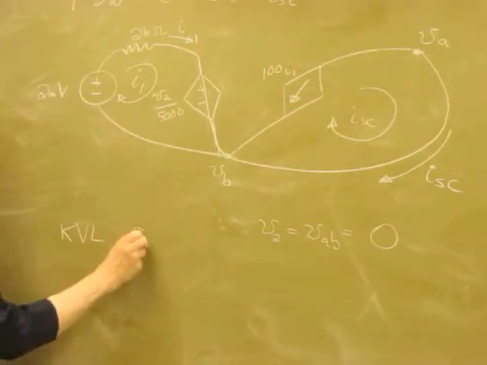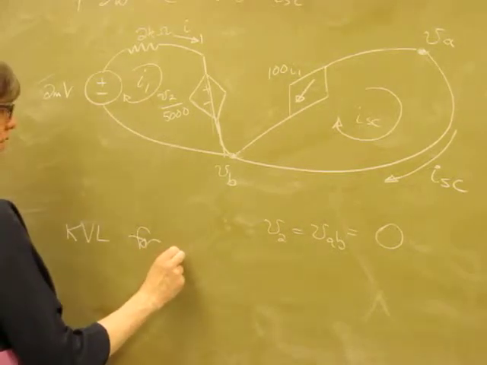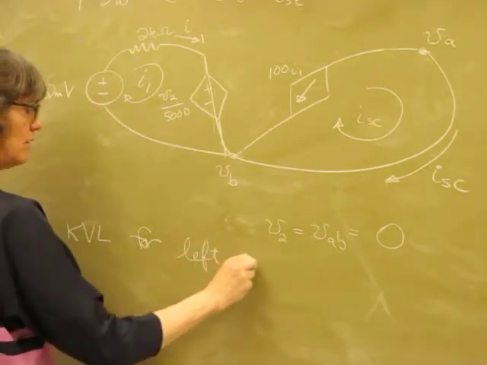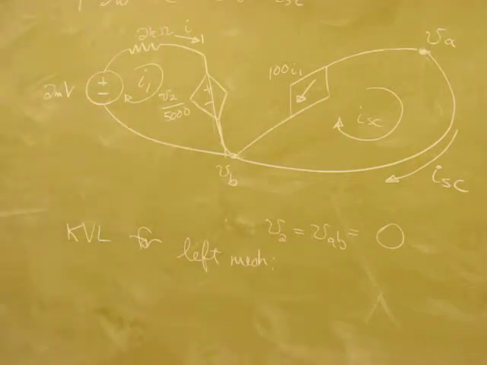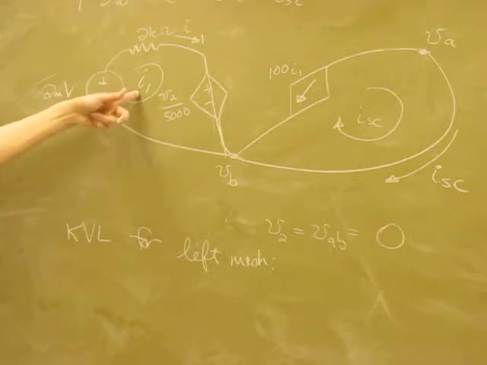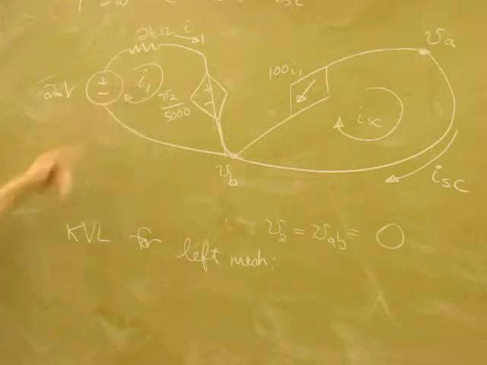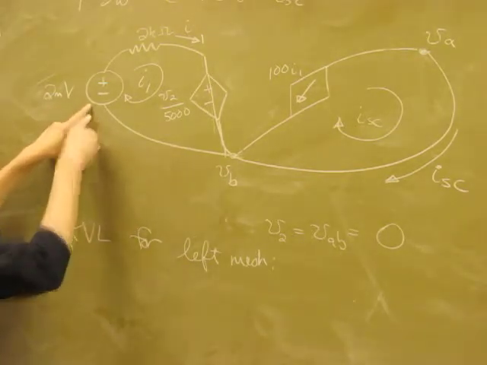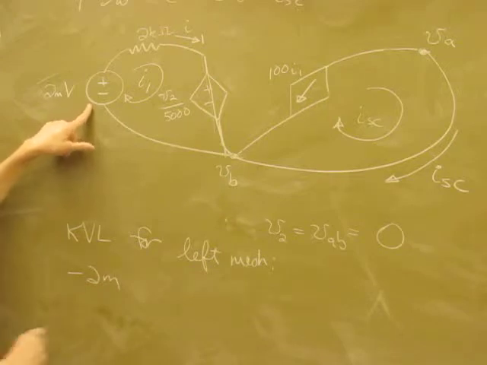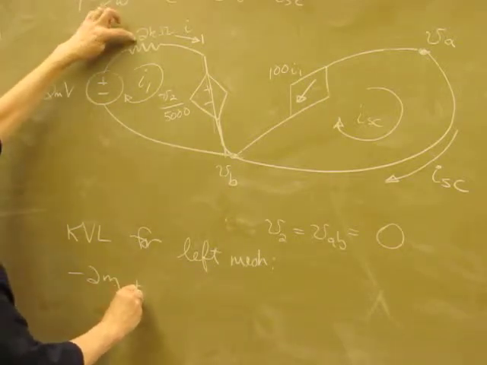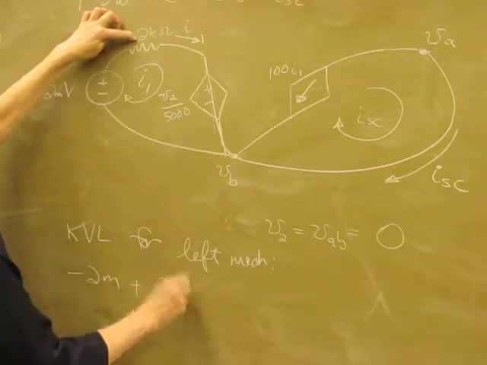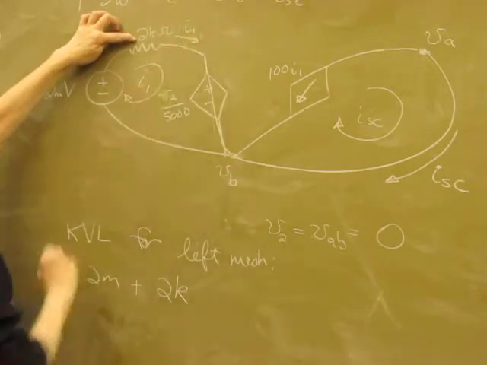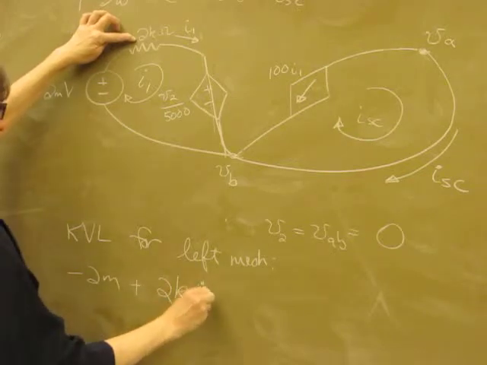So Kirchhoff's voltage law for, and I'll just say, the left mesh. I don't care how you identify it, just make sure I know what you're talking about. I guess you could call it mesh 1 because we labeled the mesh current there I1, so that would have been clear too. But just make sure I know where you're taking Kirchhoff's voltage law. So Kirchhoff's voltage law for the left mesh is going to be, I guess I'll start here. Minus 2 millivolts plus 2K times I1.